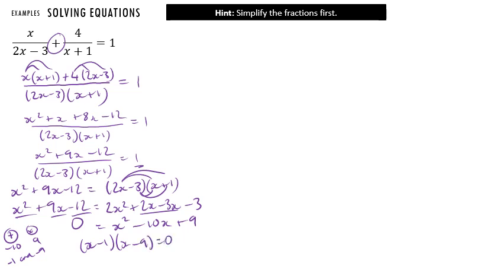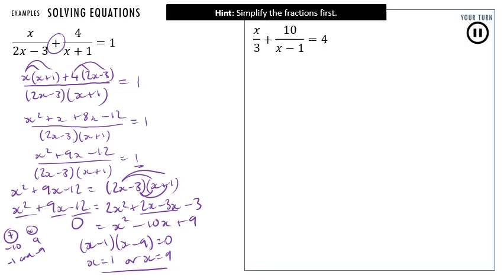We factorised it, so the last step to solve it, we know we need to make either this first bracket equal 0 or this second bracket equal 0, and we do that if x is equal to 1 or x is equal to 9. Pause the video and try with this example here.